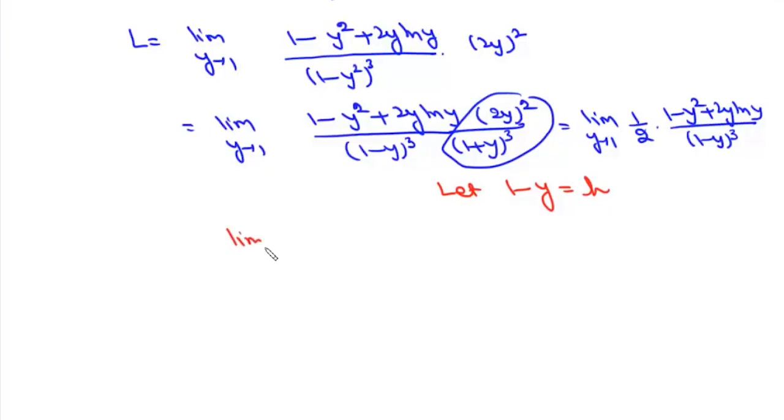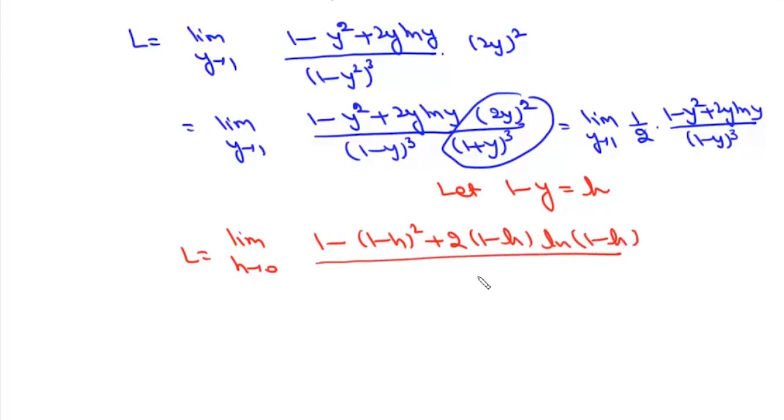So it will be this limit, h tends to 0, of (1 minus h) whole square plus 2(1 minus h) into log(1 minus h) upon h cube. Now this is the limit h tends to 0. Here 1 and 1 will cancel, so we'll get 2h minus h square plus 2 into (1 minus h), and we'll use the expansion for log(1 minus h).